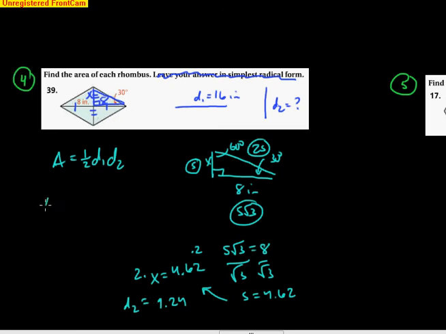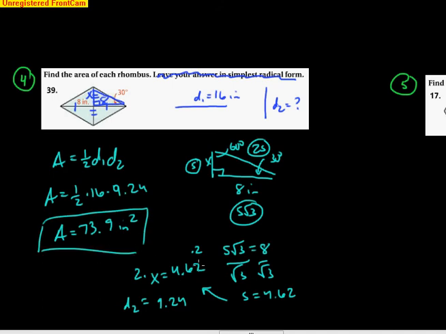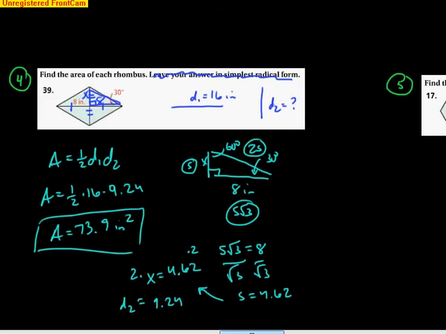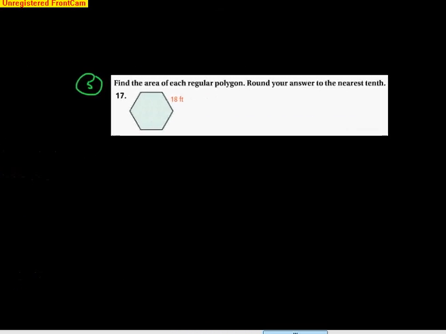And now I have my area. 1/2. D1 is 16 times D2, 9.24. And when I do this in the calculator, 0.5 times 16 times 9.24. And I get 73.9 as my area. And that would be in inches squared. Okay. So again, be ready for these special right triangles. Remember, you can always use trig if you don't like the special right triangles. Okay. All right, next one.